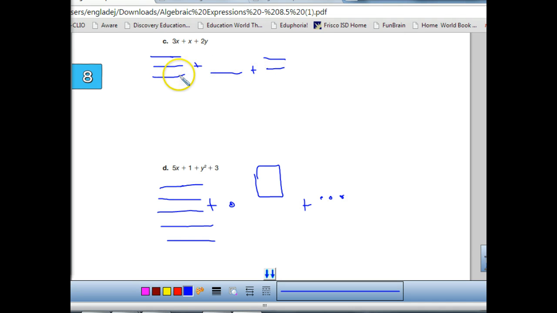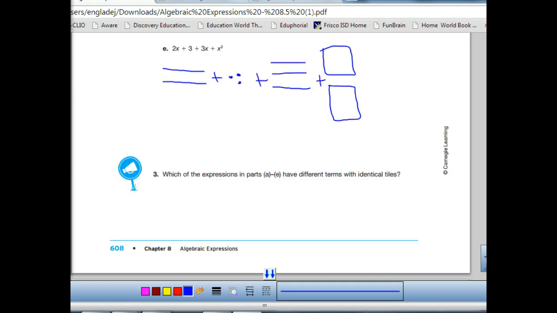What about C? Do I have anything that looks like I have 3 of that, 1 of this, 2 of that? Nope. But what about this one, the one I messed up on, right? I have 1, 1, and 1 y squared. So I have matching there, so parts B and D. And what about this one? Let's see. Oh, look, I have 3 x's here and 3 1's here. And, oh gosh, I did it again. Look at that. And that's it on that one. So which expressions in part A through E? So I think I found that it was B had some different terms with identical tiles. I believe it was part D that had identical tiles and E that had some identical tiles.